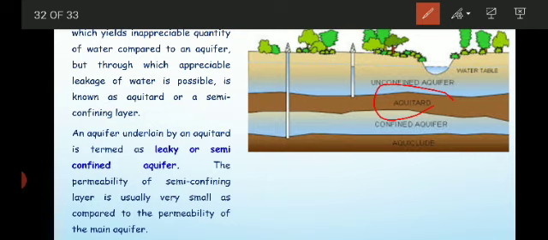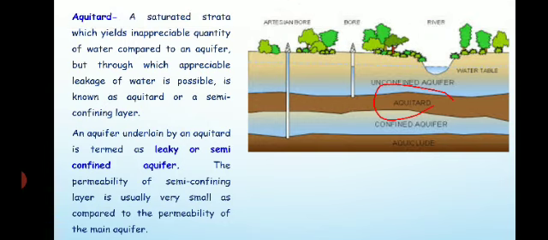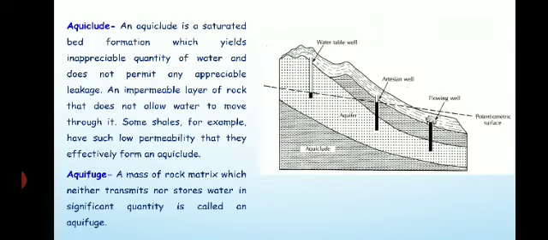And the permeability of the semi-confining layer is usually very small as compared to the permeability of the main aquifer, because it is yielding less quantity of water, it is less permeable, so the yield is also less. The permeability is very small as compared to the main aquifer. So that is called an aquitard.